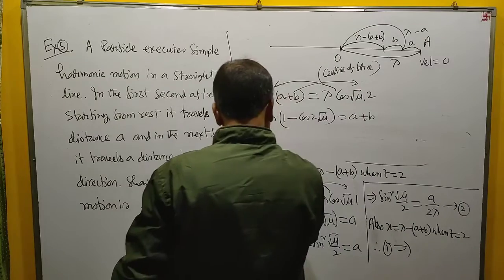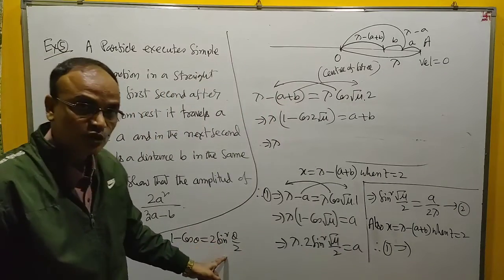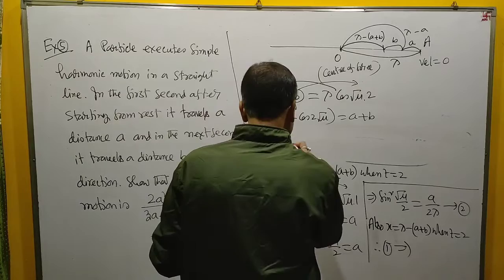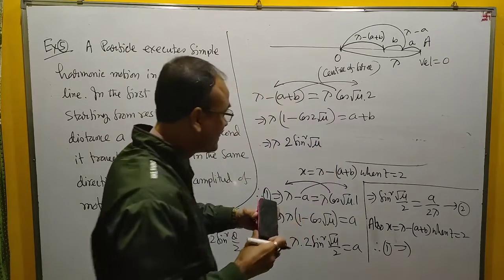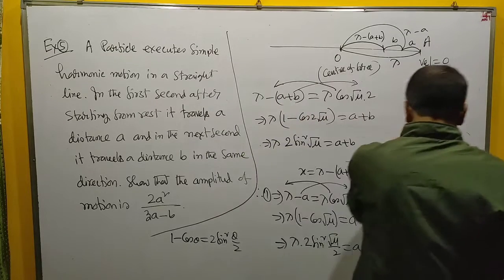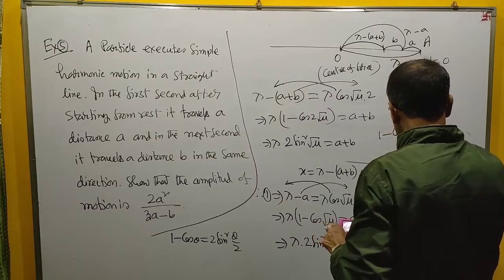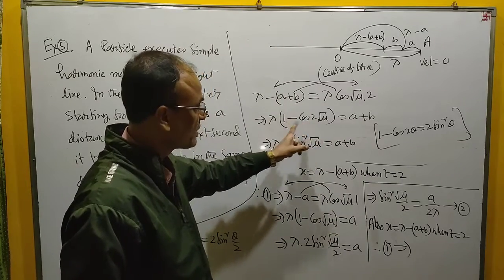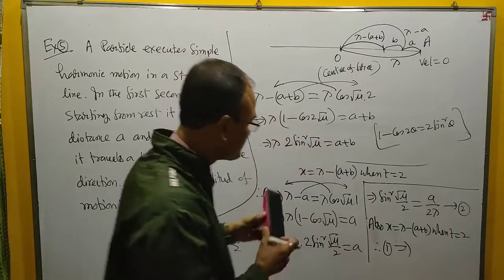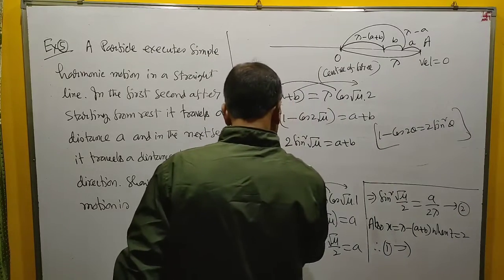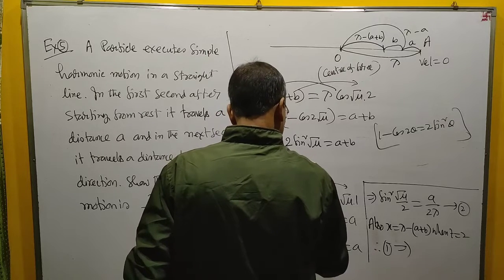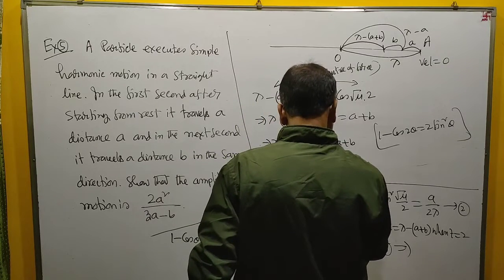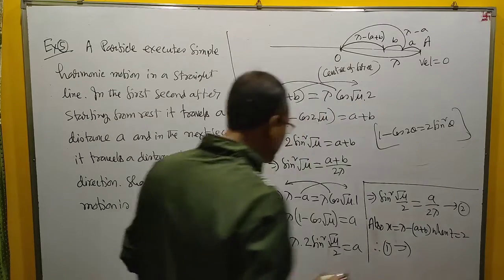Now, the same formula: 1 minus cos 2θ equals twice sin²θ. We have applied this one from class 11 trigonometry. This means sin²(√μ) equals a plus b divided by twice lambda.